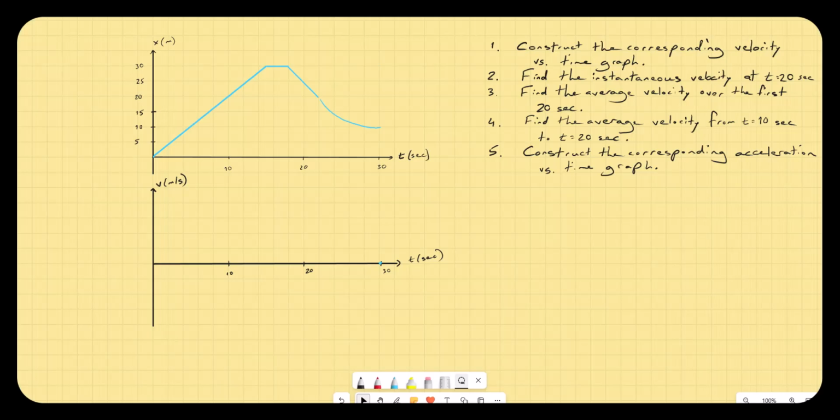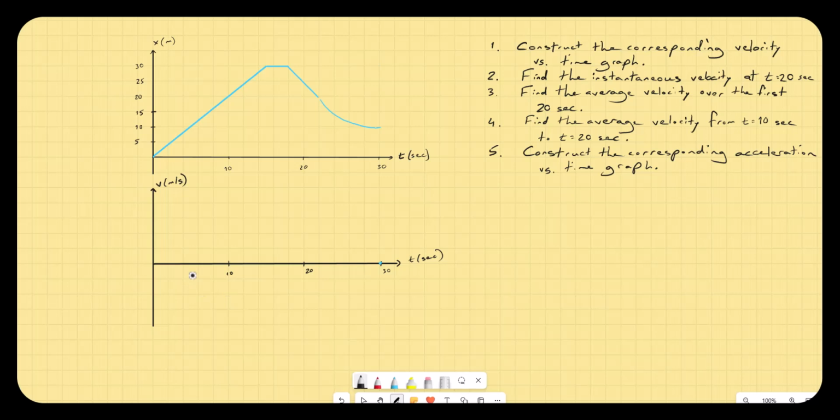I've worked through what different graphs of the kinematic functions look like, and now I want to work through an example. That's what this video is going to be, an example of how to make and use these graphs. So I've started out by giving a graph of position versus time, that's this top one, and some questions to answer. I want to construct the corresponding velocity versus time graph, and I've already given a blank set of axes for that.